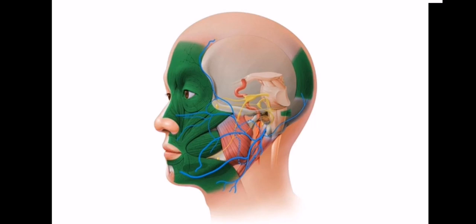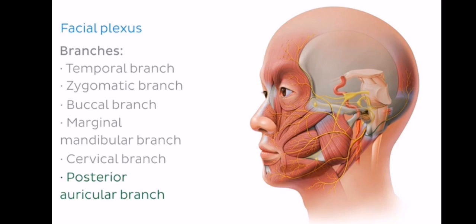The facial nerve enters the parotid gland and divides into five branches as shown here highlighted in green. The different branches of the facial nerve form the facial plexus. The branches of the facial nerve include the temporal branch, the zygomatic branch, the buccal branch, the marginal branch, which is actually the marginal mandibular branch, and the cervical branch, and the posterior auricular branch.